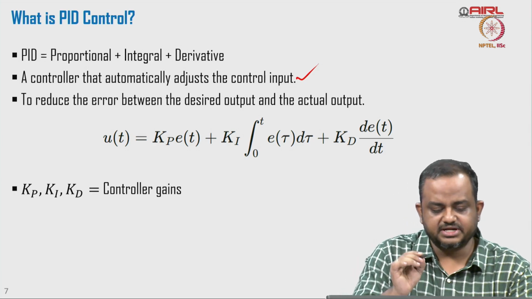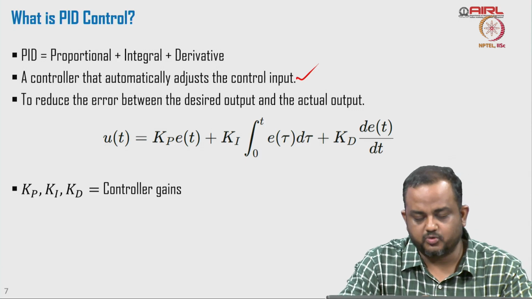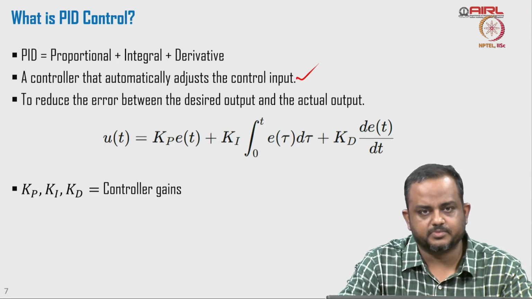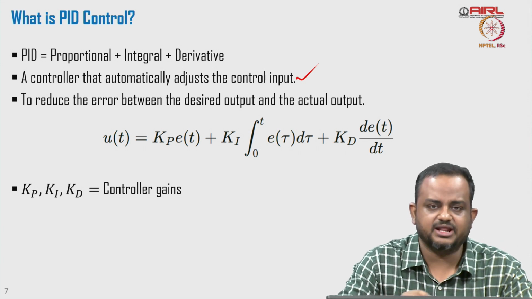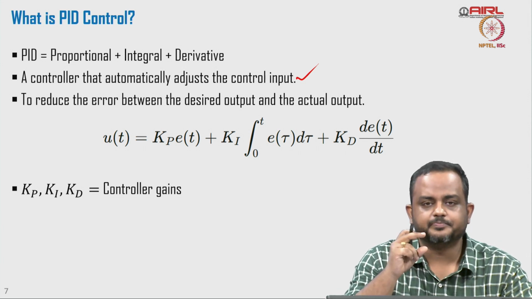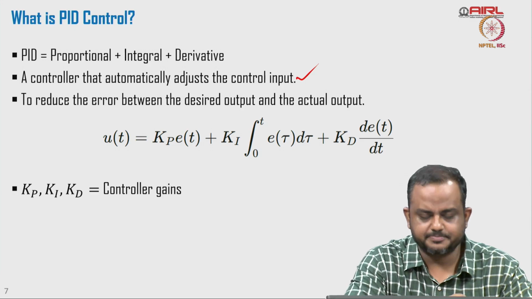What does it do? It reduces the error between what we want and what we are actually getting, the desired output and the actual output. We need to reduce the error between those, right.